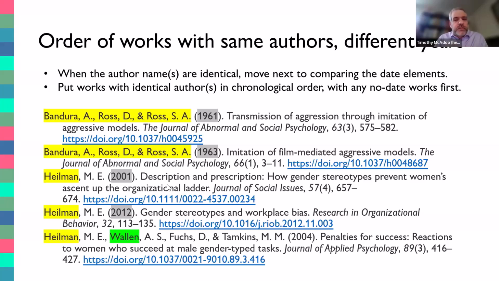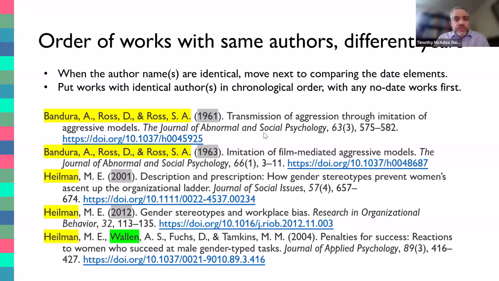So in terms of ordering the reference list, when we have an exact match in the author element of the reference, that's when we move on to comparing the dates, the second element of the reference. So for the first two on this page, all three authors in that first reference are an exact match to all three authors in the second reference. So we use the date and then we order them chronologically, 1961 before 1963.